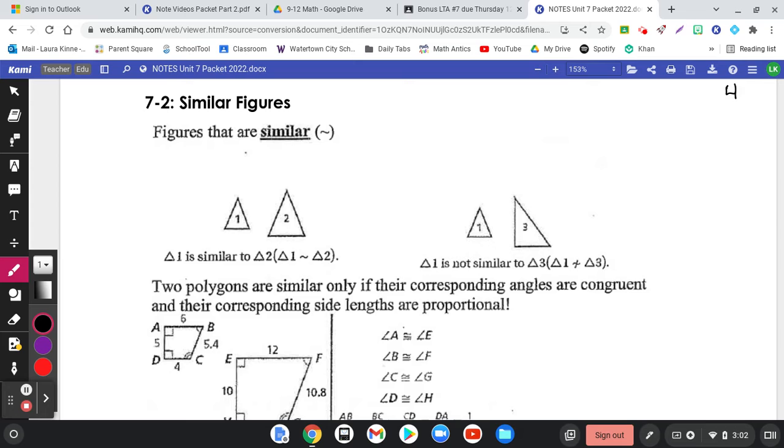Yesterday we talked about ratio and proportion. Today we're going to take it a step further and talk about figures that are similar. So first of all, this right here is the symbol for similar.